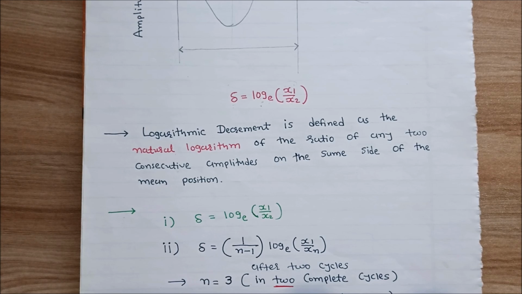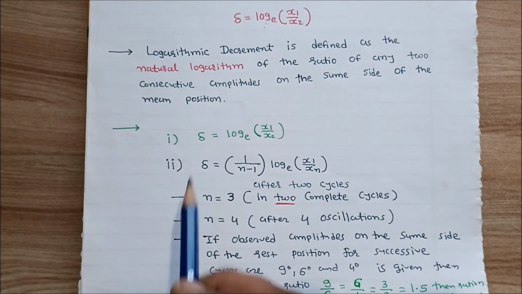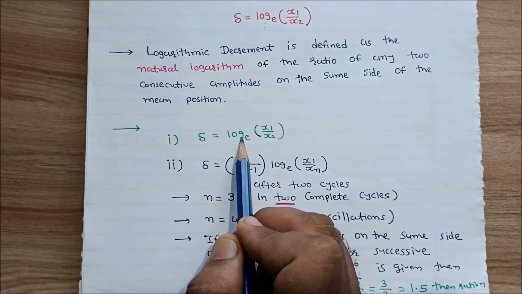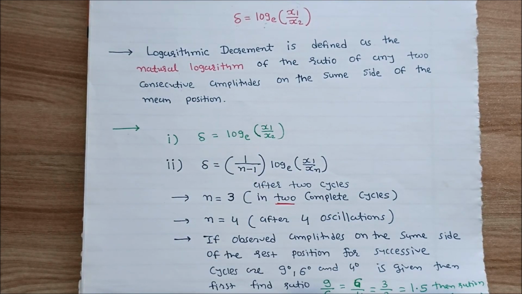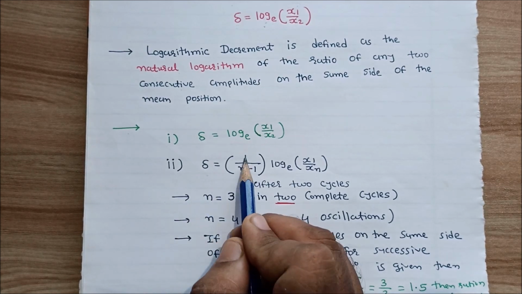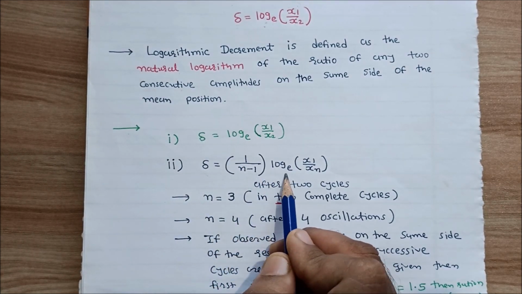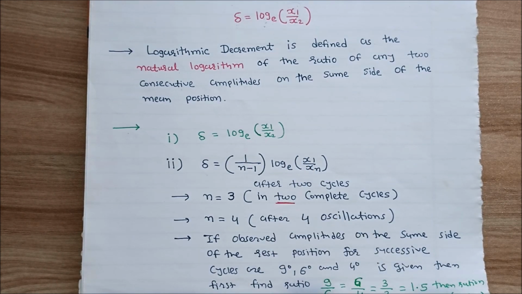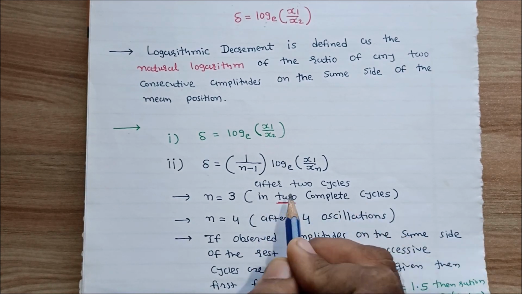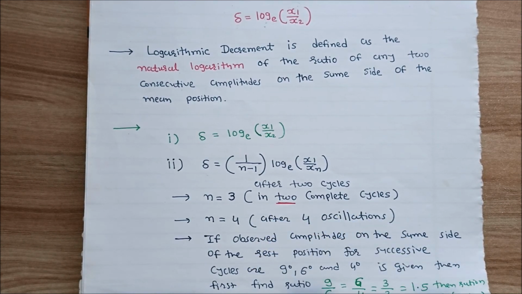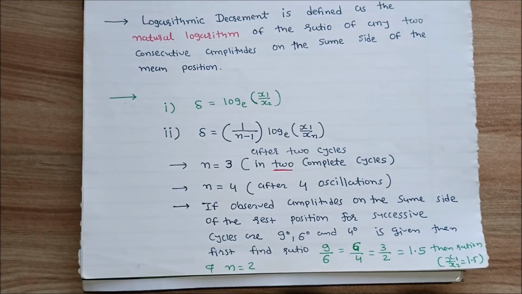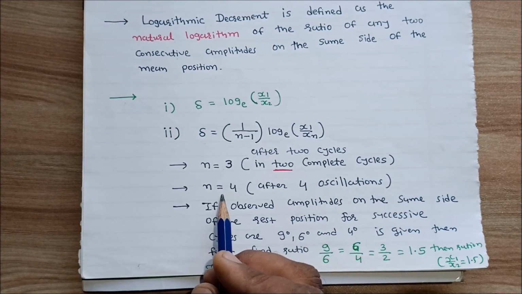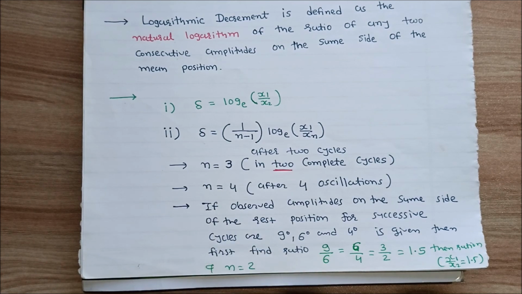For numericals, you remember this equation and apply it, and you can easily solve this type of numericals. First equation we already saw: delta is equal to log e base x1 by x2. Another equation is delta is equal to 1 divided by n minus 1 log e base x1 by xn. In our question, if it is given that in two complete cycles or after two cycles, then you consider n is equal to 3. If it is given after 4 oscillations, then you consider n is equal to 4.